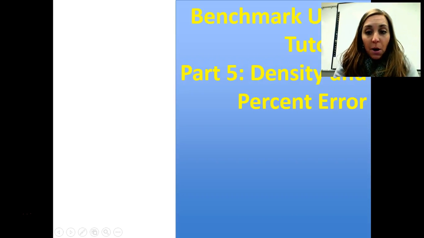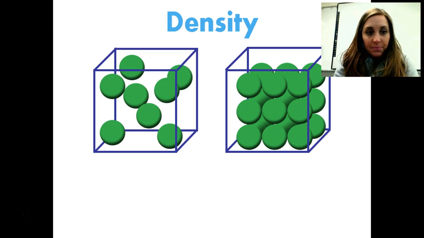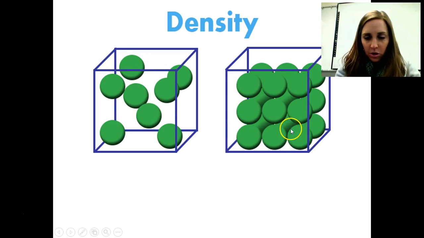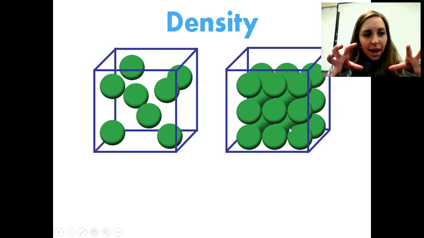Y'all, we're going to move right along to part 5, density and percent error. So what is density? Well, density talks about how much stuff you have in an area. So we've got these particles and these particles. Which is more packed together?